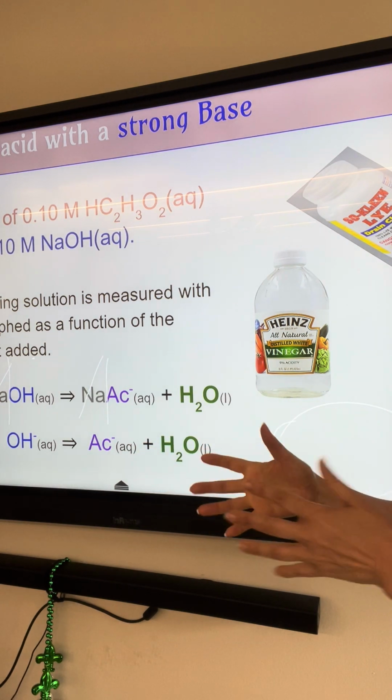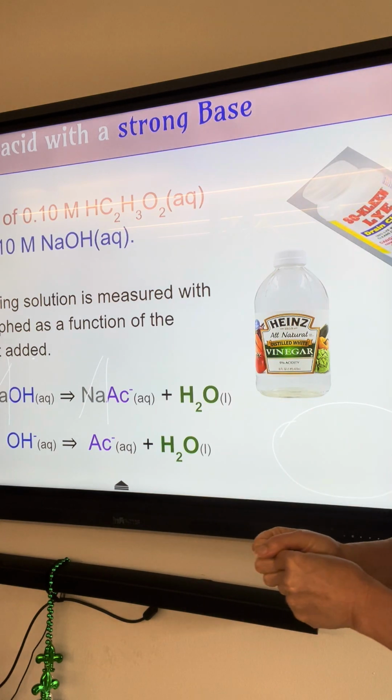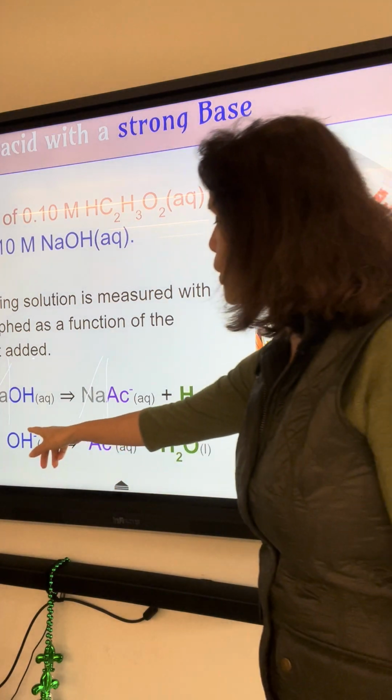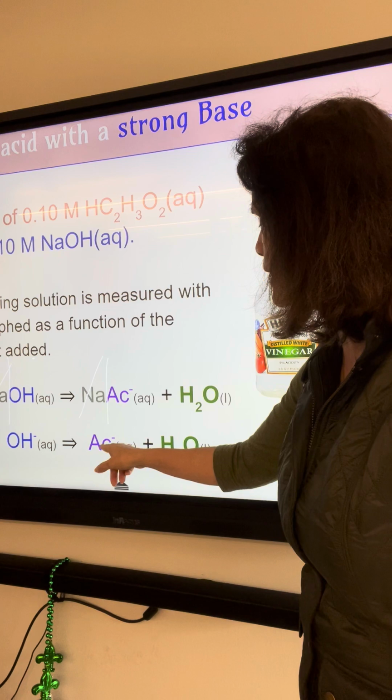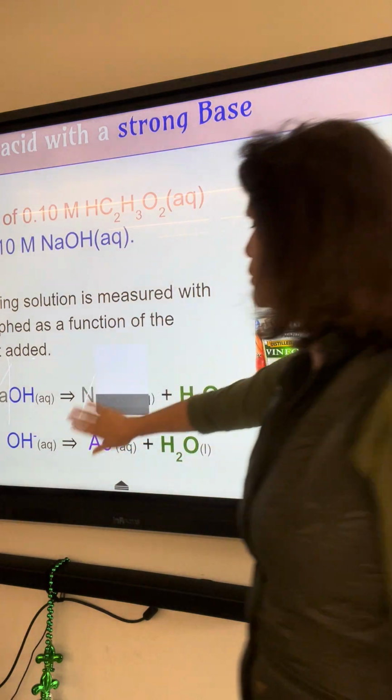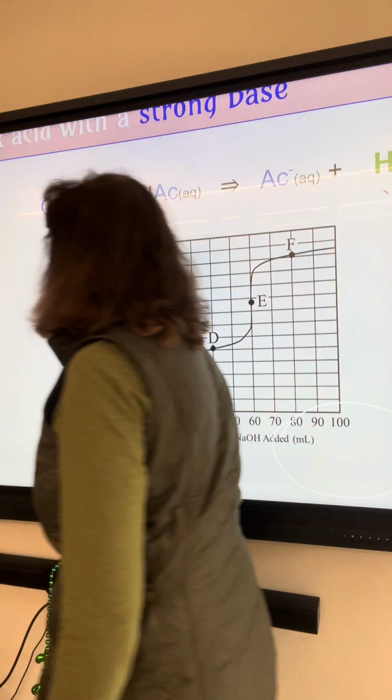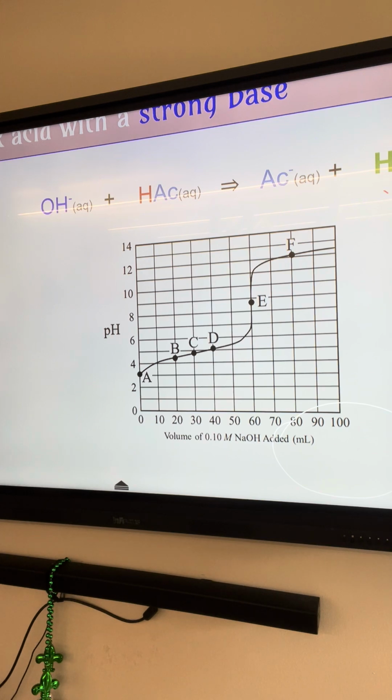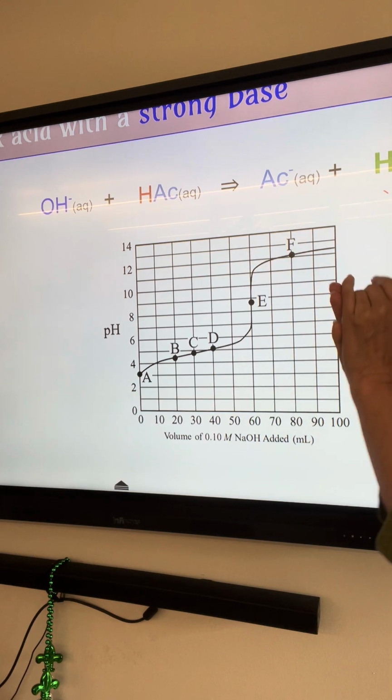is the HAc, which will never break apart. Your OH is going to make Ac minus plus H2O. That will be your net ionic equation. Now, the first point is before any base is added.